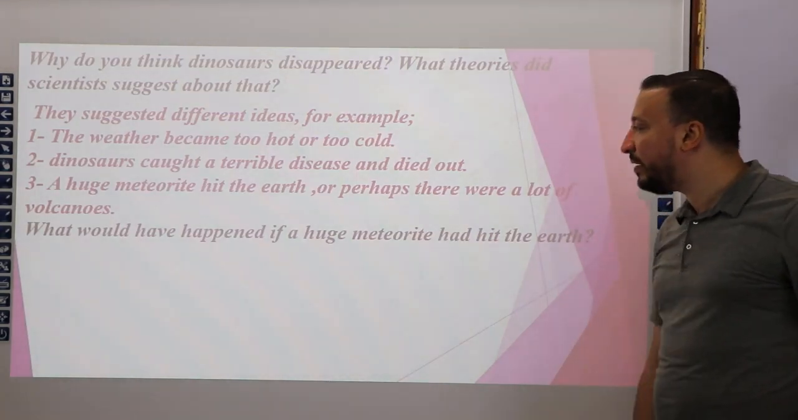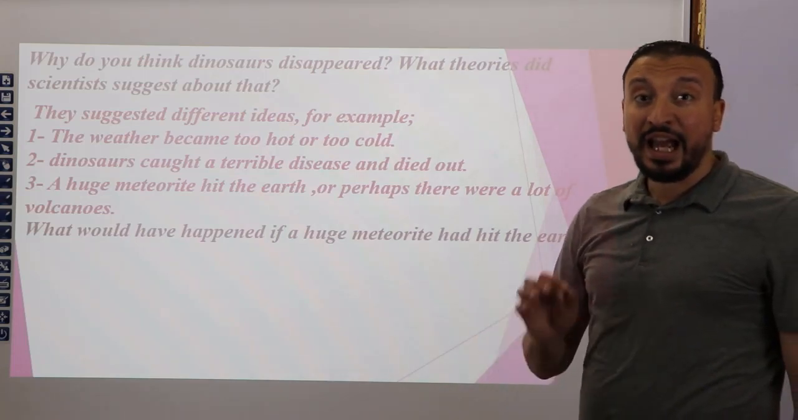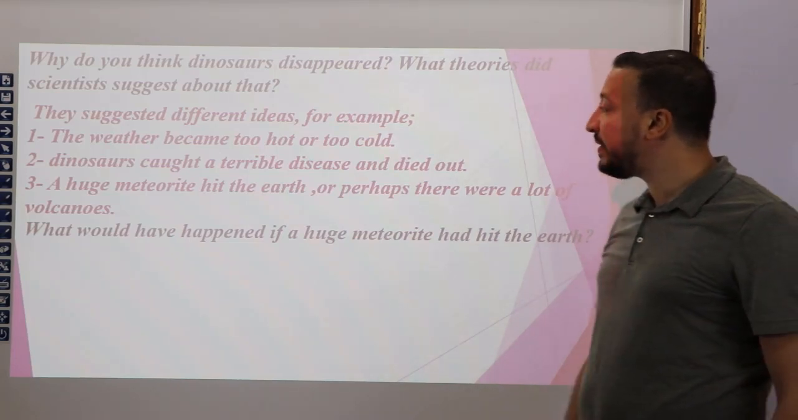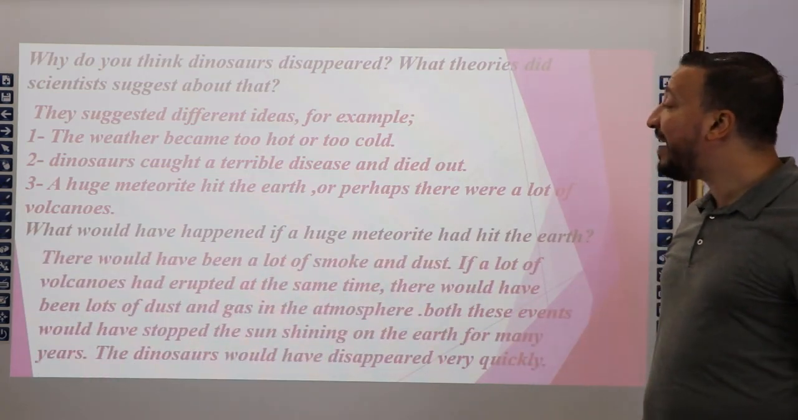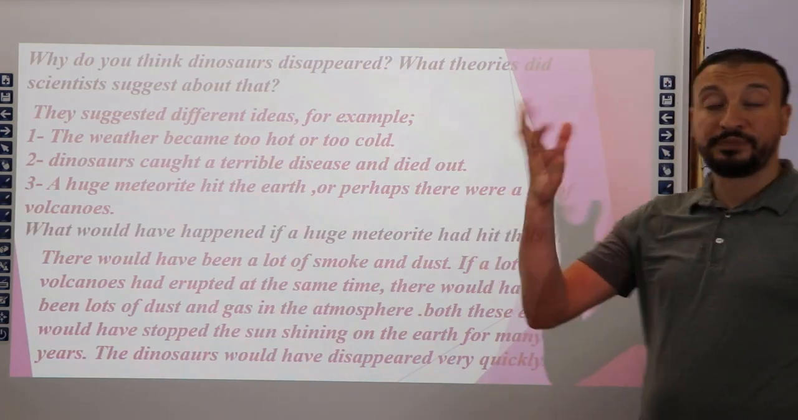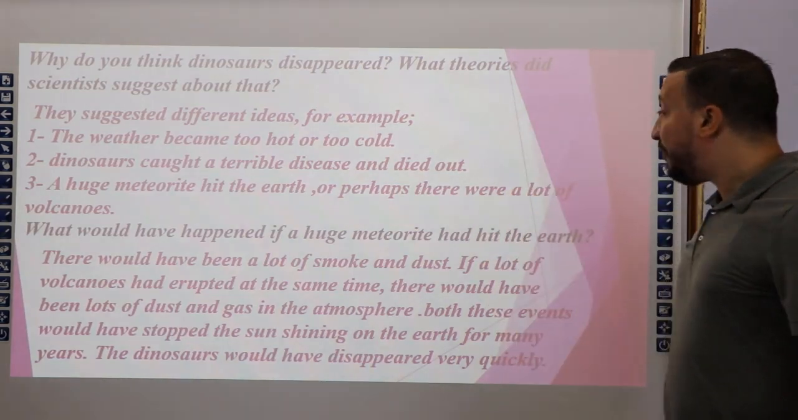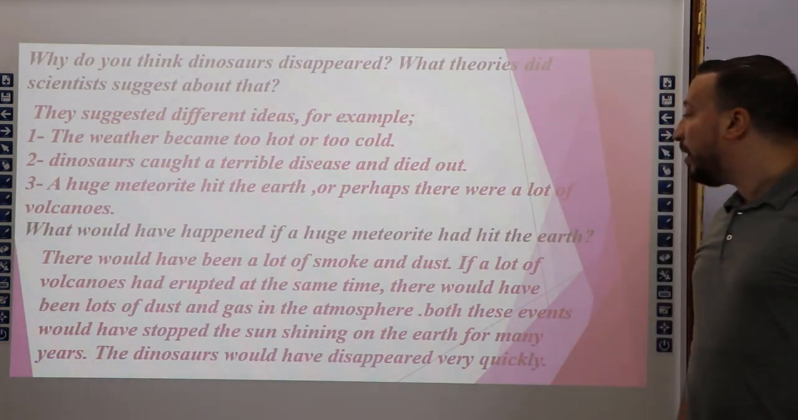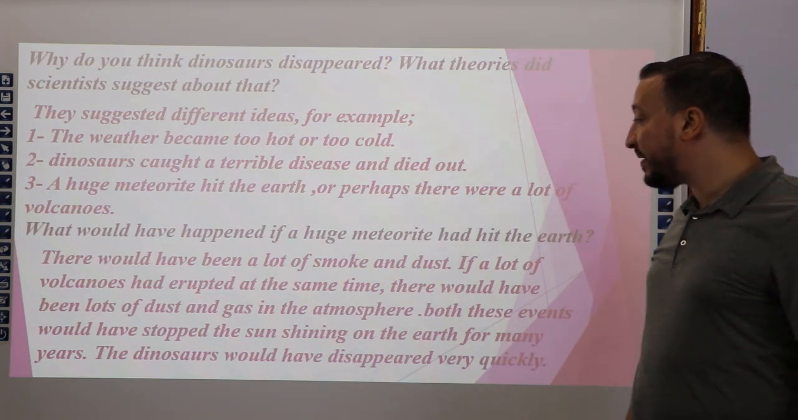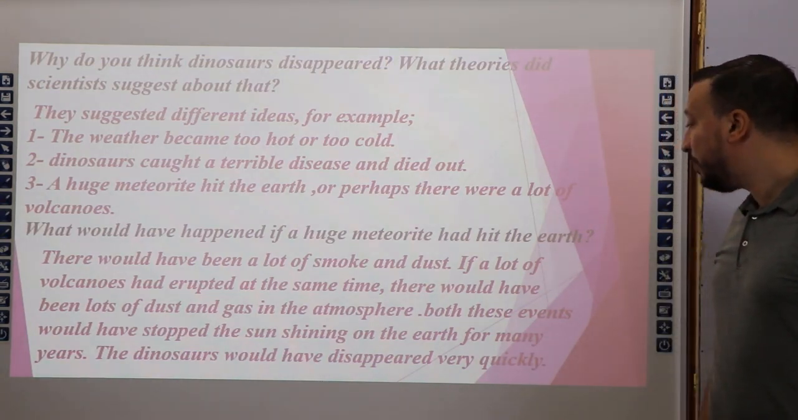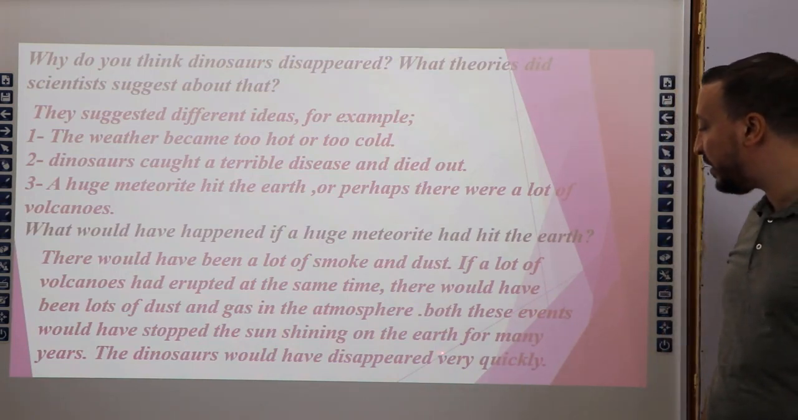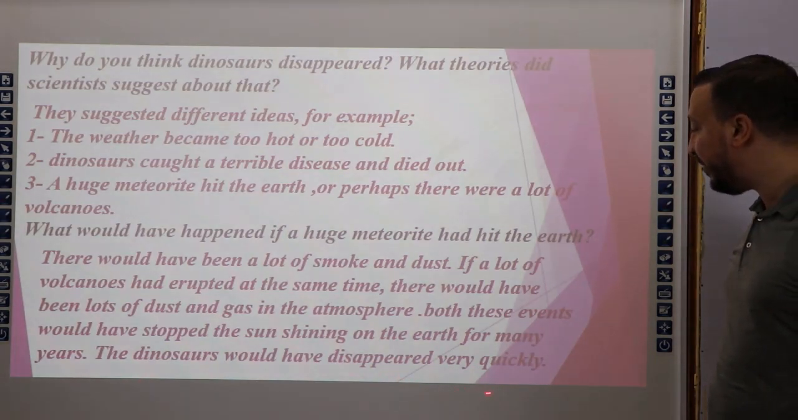What would have happened? What would have happened if a huge meteorite had hit the earth? إيه اللي كان ممكن يحصل؟ There would have been a lot of smoke or dust. If a lot of volcanoes had erupted at the same time, there would have been lots of dust and gas in the atmosphere. Both these events would have stopped the sun shining on the earth for many years. The dinosaurs would have disappeared very quickly.